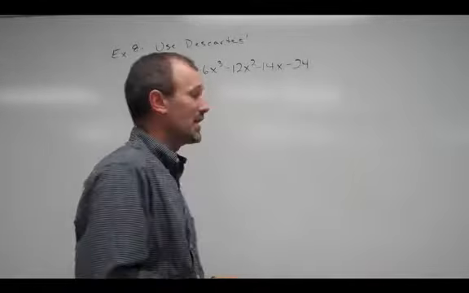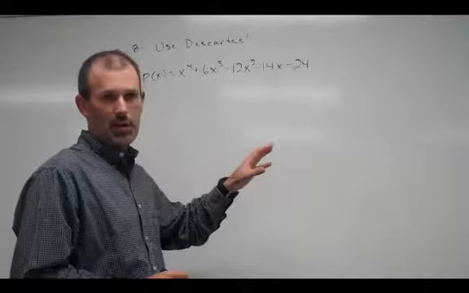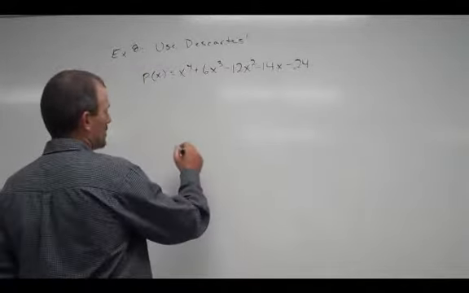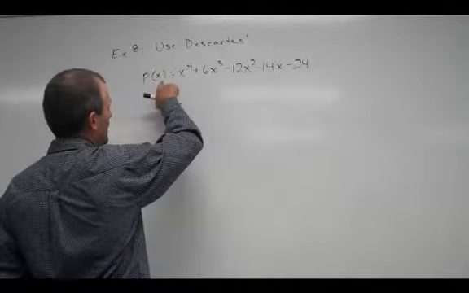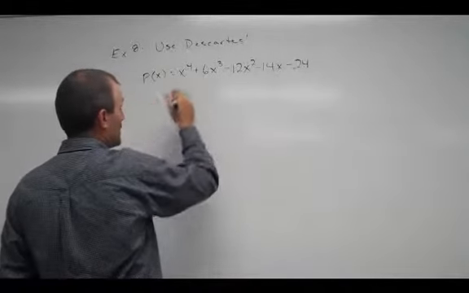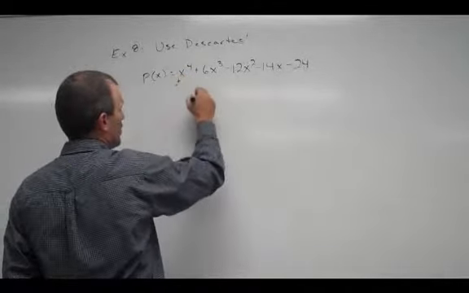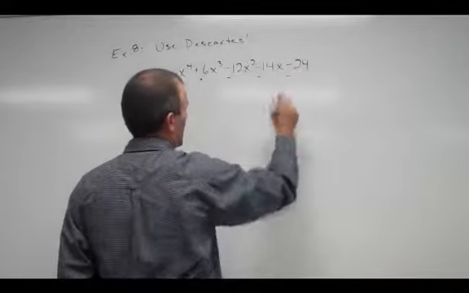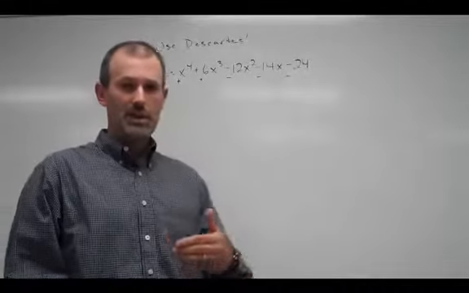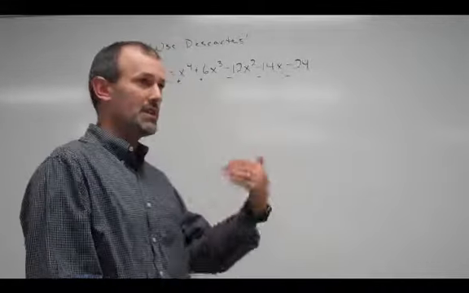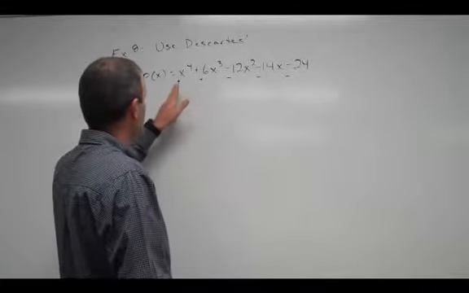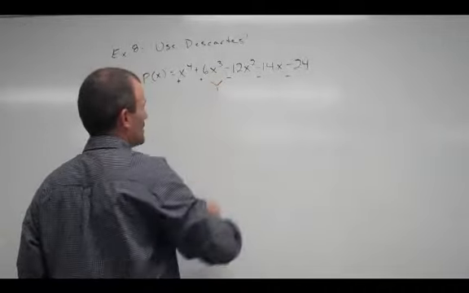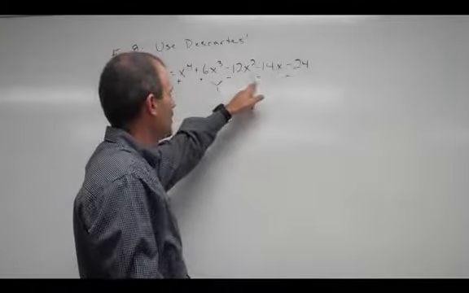If you remember Descartes' rule of signs, it tells us how we can figure out the number of possible positive solutions or negative solutions. So to look at the number of positives, we check P of x, and we look at the coefficients. Notice this coefficient is a positive 1, this one's a positive 6, negative 12, negative 14, negative 24. And we count how many times these coefficients change from a positive to negative or back. So notice it's a positive, it stays positive. That's one change. And then notice the rest are negative.